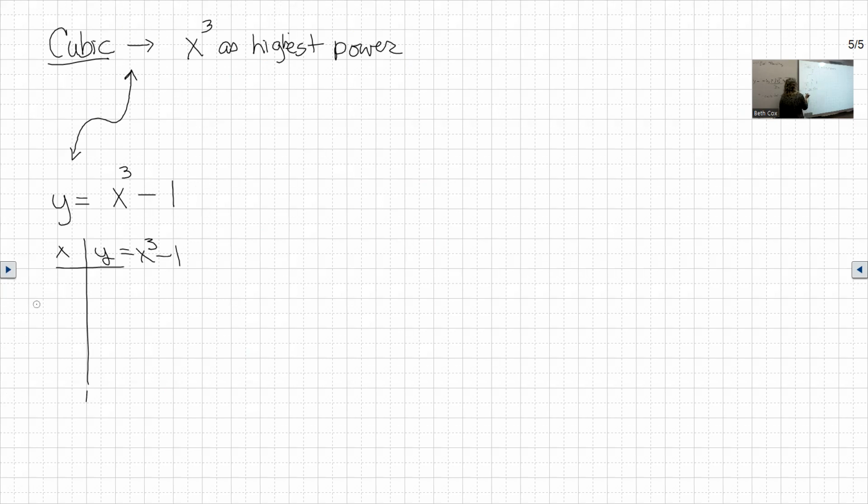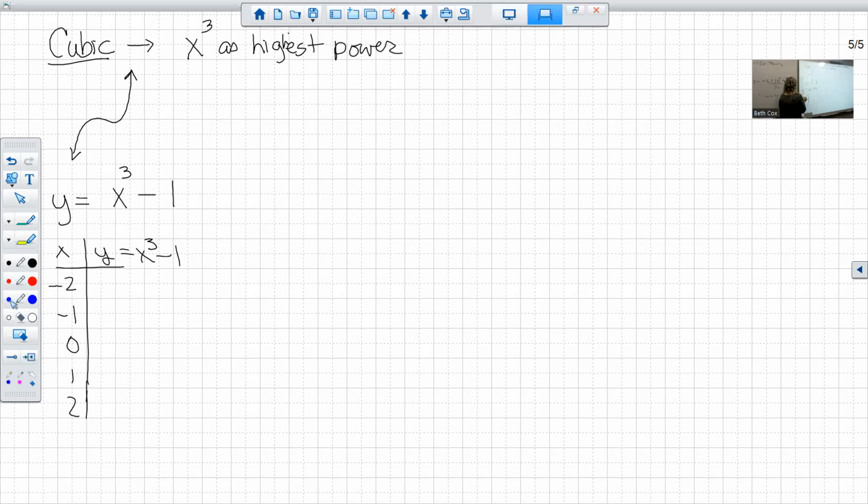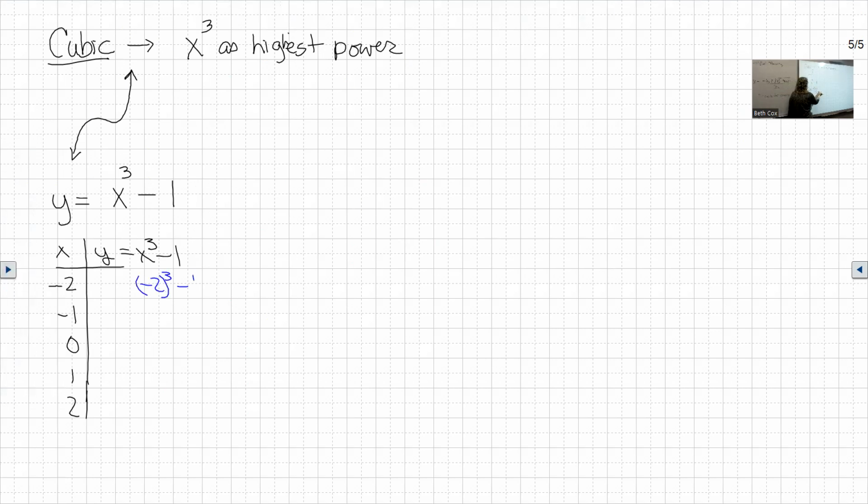And I plug in -2, -1, 0, 1, 2. These are my favorites. I'm going to get -2 to the 3rd minus 1, which is -9. 1 to the third minus 1, 2. 0 to the third minus 1, minus 1. Minus 1. 1 to the third minus 1, 0. And then 2 to the third minus 1 is 7.